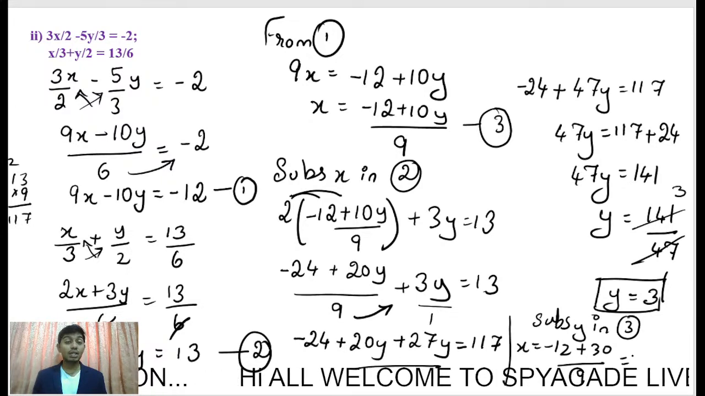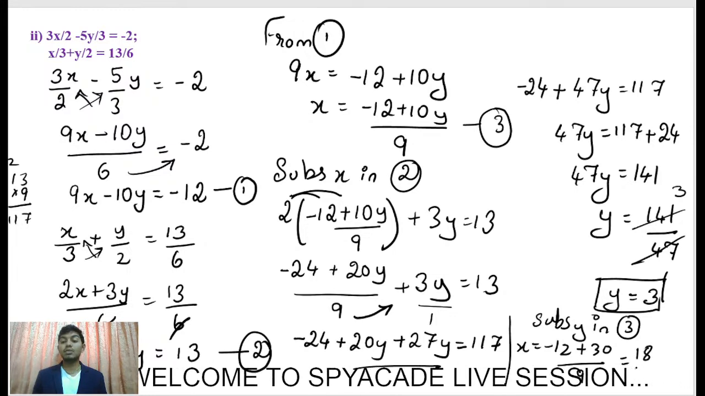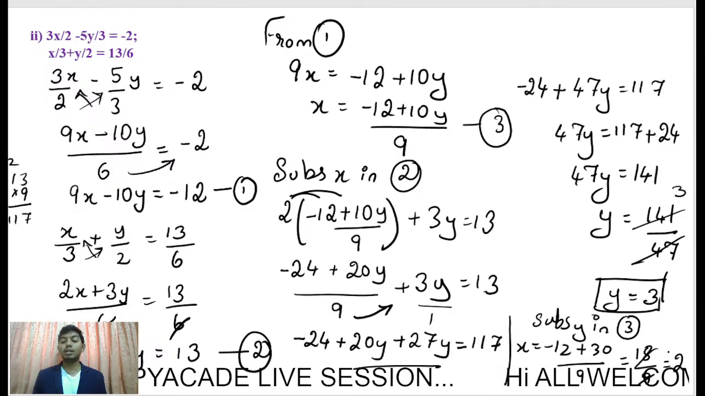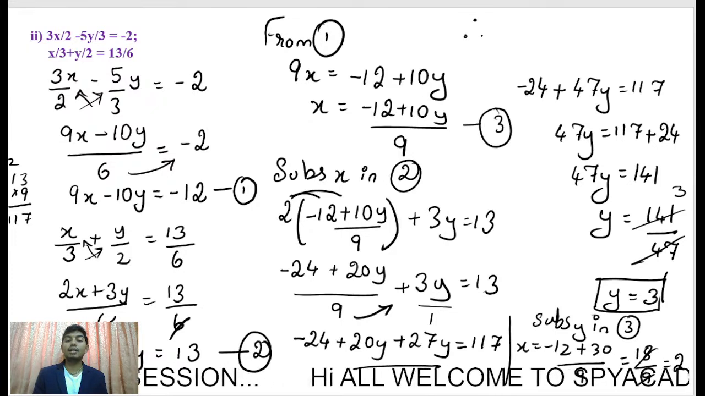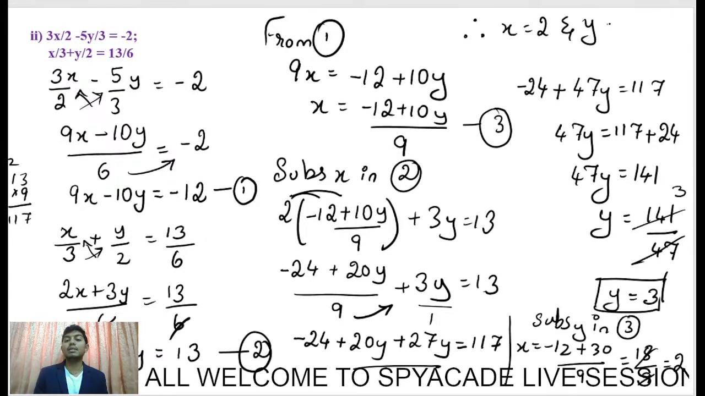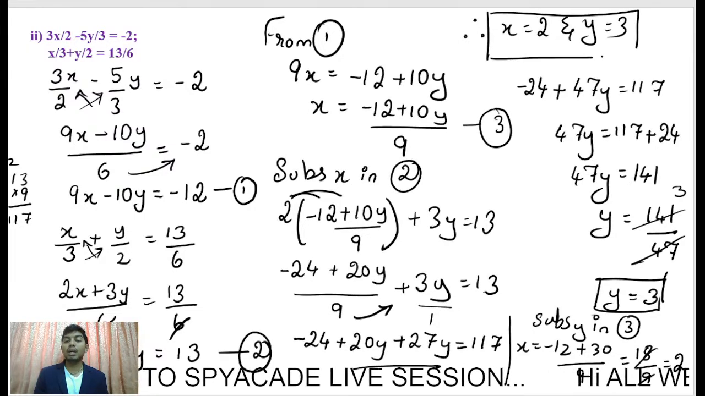So 30 minus 12, how much is it? You will be getting 18. So 18 by 9, which is nothing but 2. Right? So x is equal to 2. So you have to write the answer. Therefore, x is equal to 2 and y is equal to 3. Is that clear for everyone?